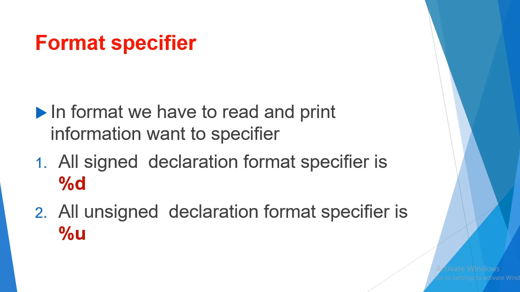Suppose I want an integer data type back. That time I want to use a format specifier to tell the computer that I want my value back as an integer, or I want my value as a float, or I want my value back as a character. First, you can see here all the signed declaration format specifiers. We can declare them with the help of percentage d.